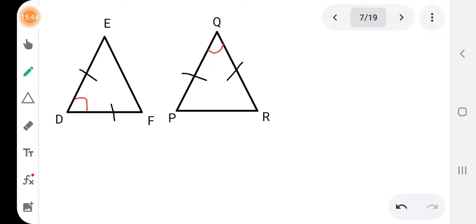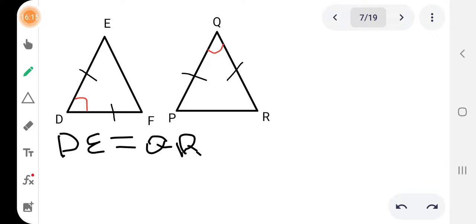Okay, so we're given another pair of triangles to prove for congruency. Remember, there are many ways. So in this case, we are given that DE is equal to QR. Your reason is also given. Okay, let me write this on top. Is given.